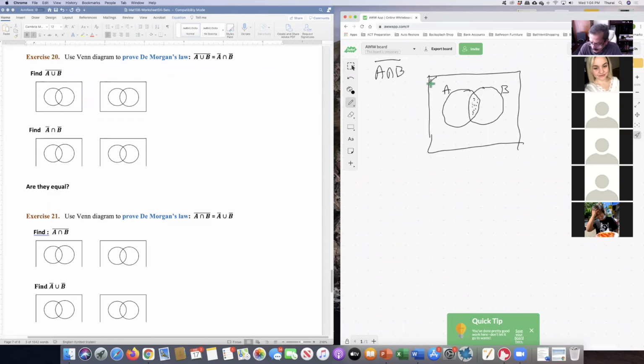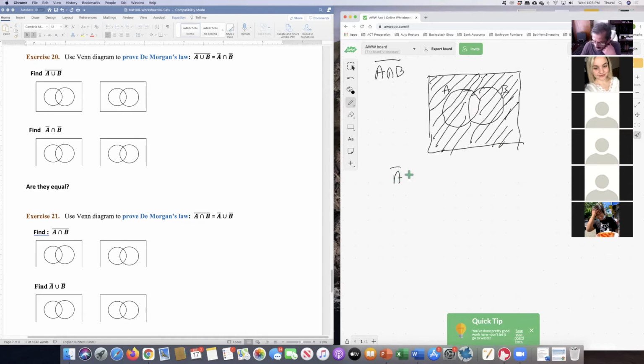And that's going to be everything I'm shading here. The only area not included is the intersection. Clearly, that's what it means to say A intersection B bar: everything outside of this middle section. All right, I assume you understand that so far. Now I'm going to work out the other one, A bar union B bar.